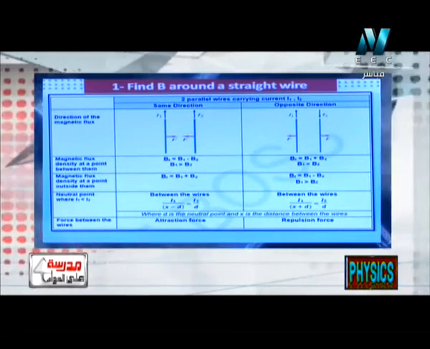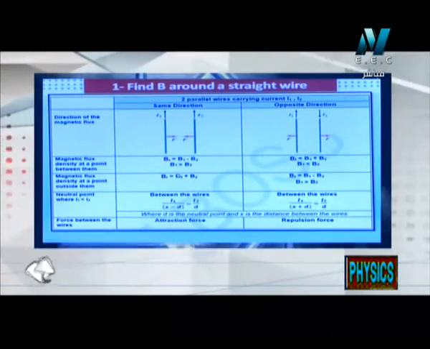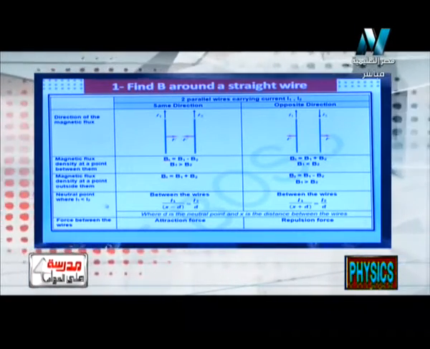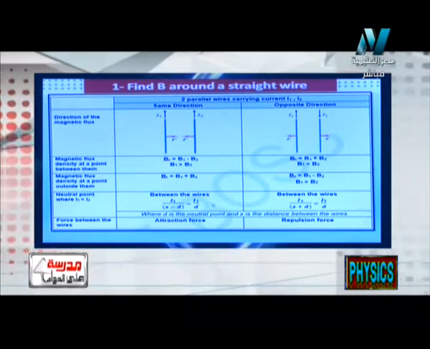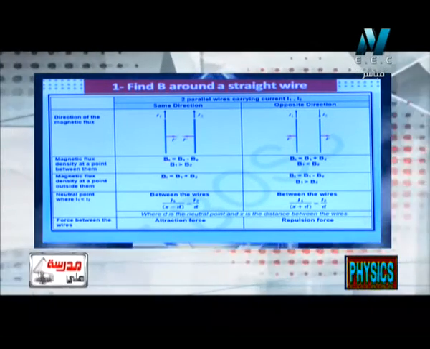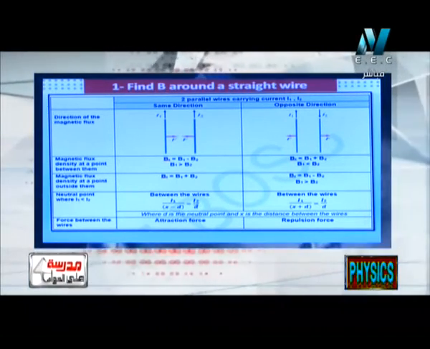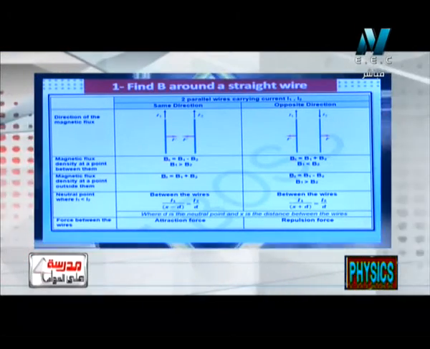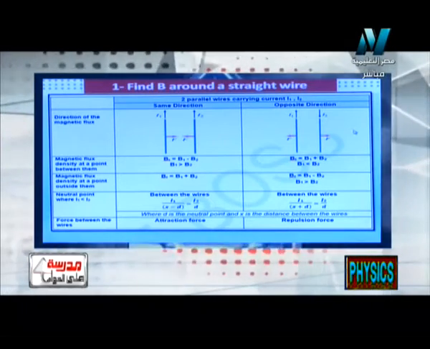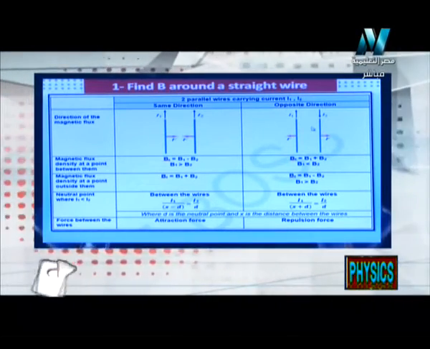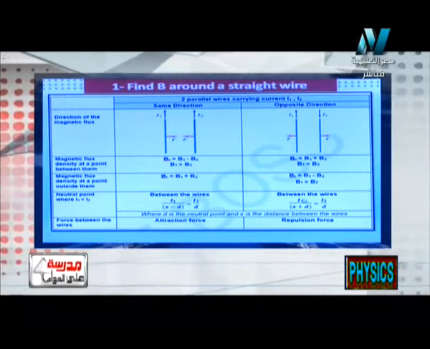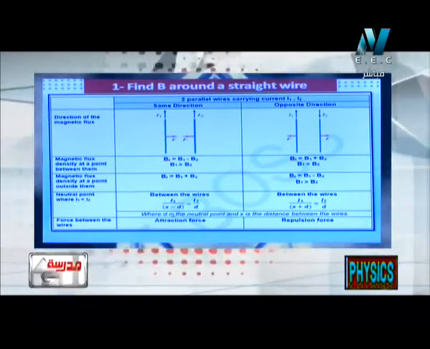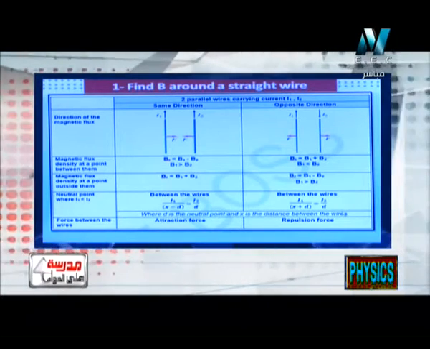So we covered the first row and the second row. For the third row, how can we determine the neutral point between two wires? Between the two wires, I1 over X minus D equals I2 over D. And of course, inshallah, we will apply this in a problem. Between the two wires, when the two currents are in opposite directions, I1 over X plus D equals I2 over D, where D is the neutral point and X is the distance between the two wires.